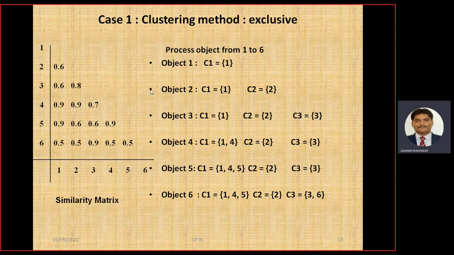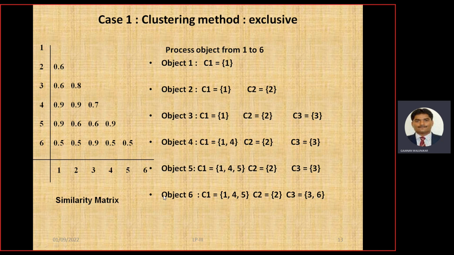Next, you consider object 6, and you consider its similarity with the available clusters C1, C2, C3 with their objects like 1, 4, 5, and 3. So 6 with 1 does not satisfy the criteria, 2 does not, but 6 with 3 satisfies the threshold criteria, that means 0.9, which is above 0.89. So we are placing this particular object 6 inside cluster 3.